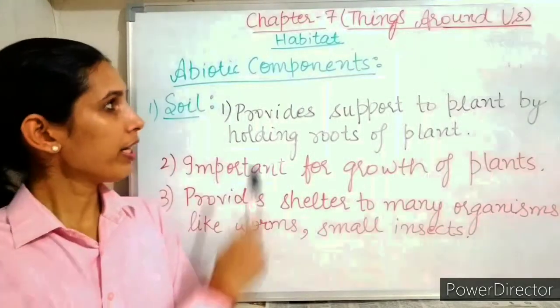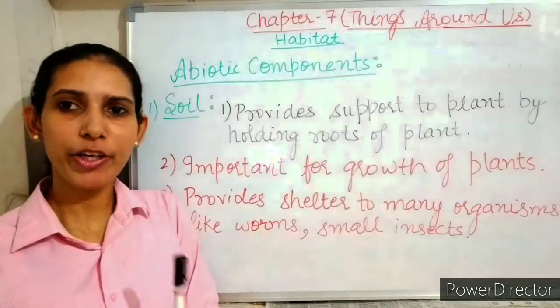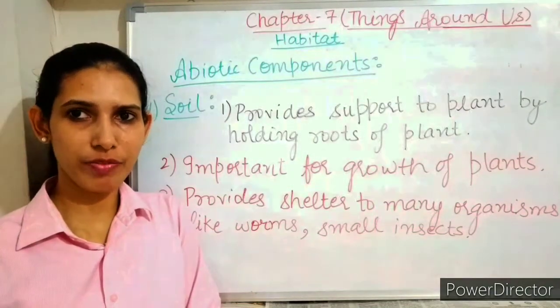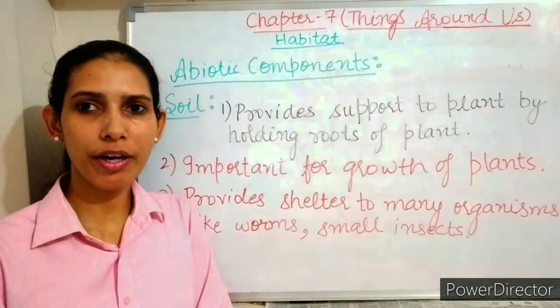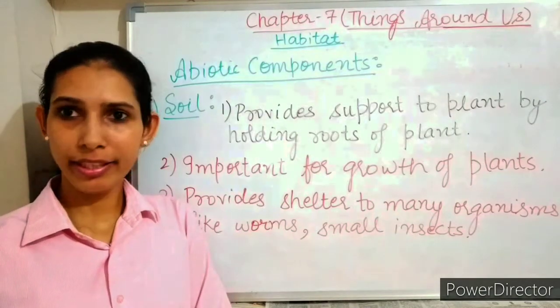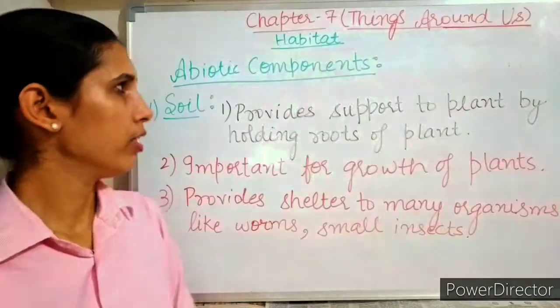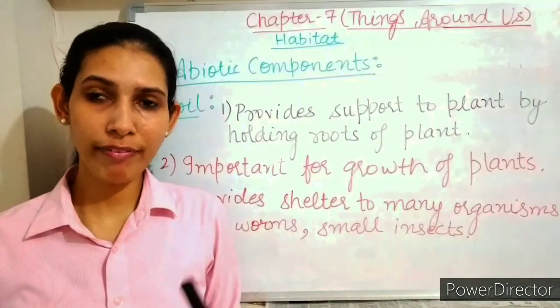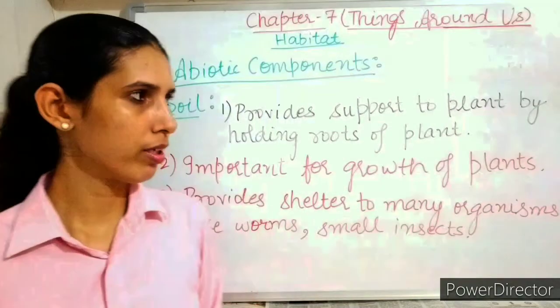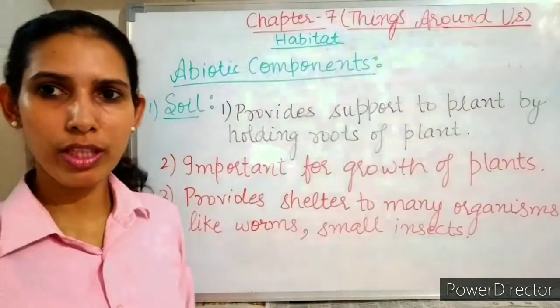Now we will study about the abiotic components. Abiotic components are the non-living components of the habitat. Examples of abiotic components are water, soil, air, light, etc. Abiotic components are very important for the survival of living organisms. Let's see how. First we will start with the soil.